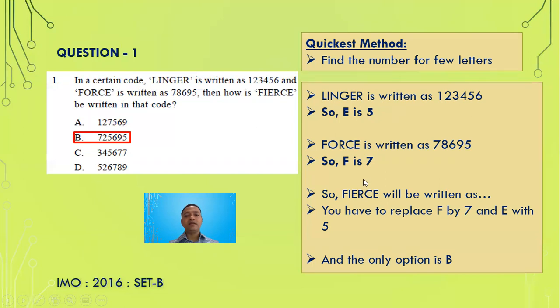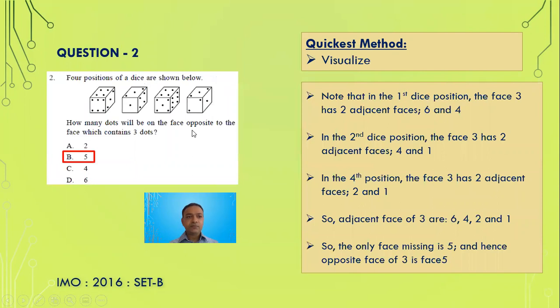So how is fierce written? You have to replace F by 7, and E by 5. So the first number should be 7 and the third number should be 5. And of all the options, which satisfies that condition? First number is 7 and third number is 5. Option B. So this is the quickest method, isn't it?